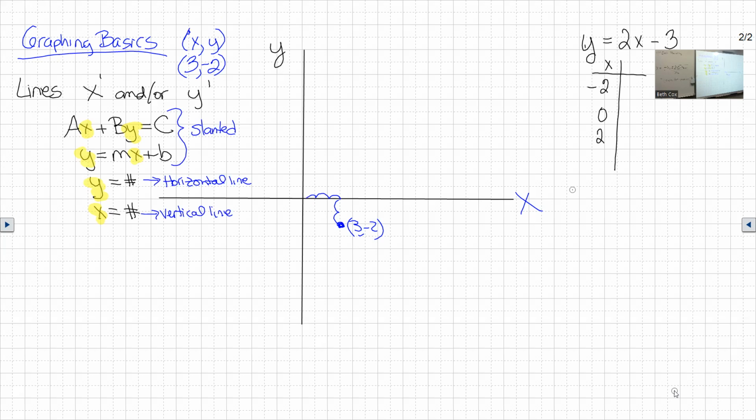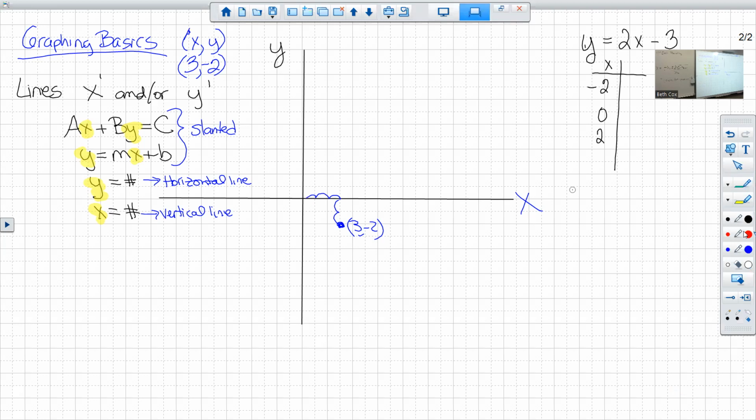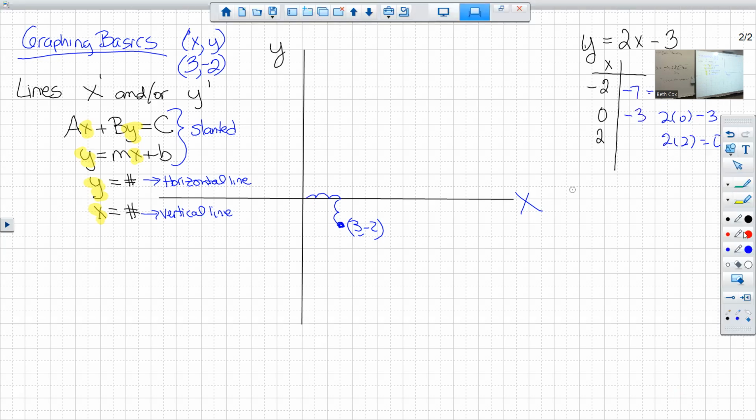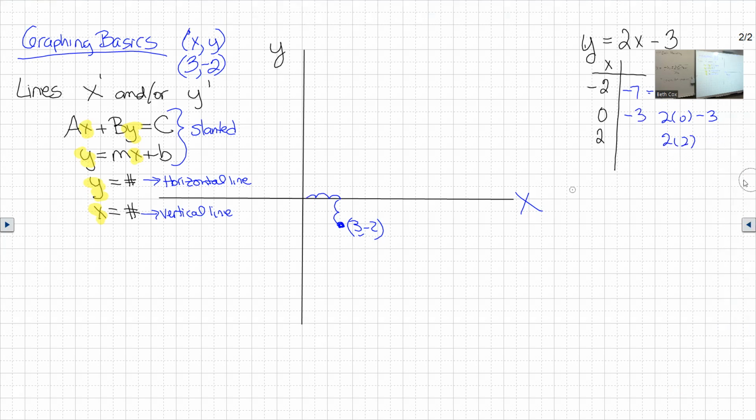Well, technically you can on the MyLab. The MyLab makes you plug in the numbers. Because this is basic. So if I plug in a -2, I plug in a 0, I plug in a +2, I get -4 minus 3, which is -7, 0 minus 3, which is -3, 4 minus 3 is 1. Okay. Plug in a number, get a number. All good? And then I dot these numbers.